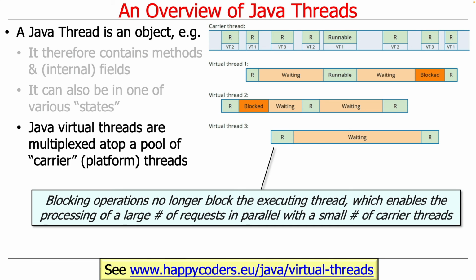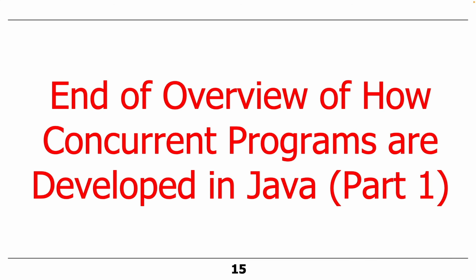And so by doing this, you can have a small number of carrier threads, which we see at the very top, and then you have a bunch of virtual threads, and you can see that they're multiplexed over top of the carrier thread. So only one of the virtual threads is running on a carrier thread at a time, but it's able to move very quickly back and forth, so the context switching overhead is much less. So that's one of the great things about being able to use virtual threads. It reduces the amount of overhead, and therefore you can have lots and lots of these things, and everything scales up quite nicely. So that's the end of this part one of how concurrent programs are developed in Java.